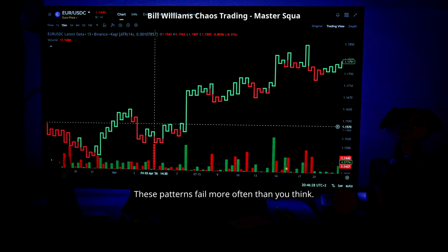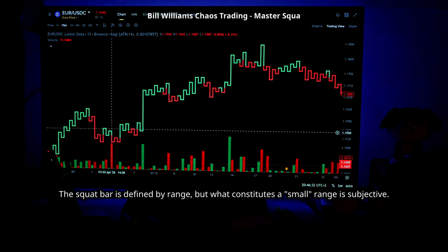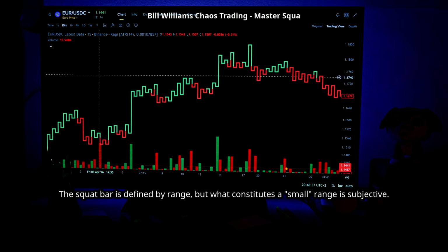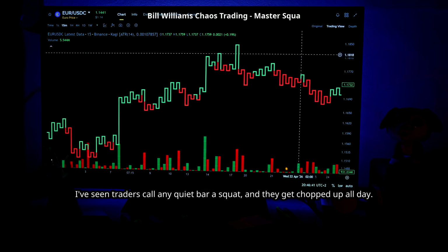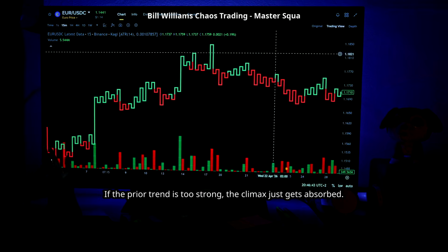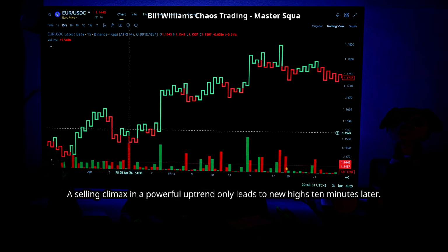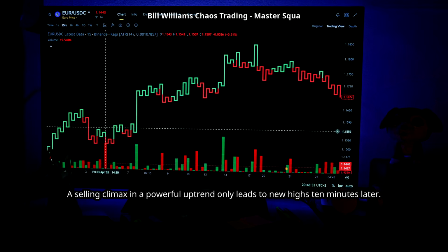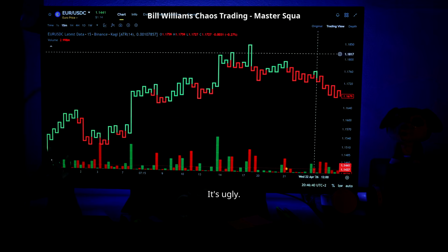Here's the dirty truth. These patterns fail more often than you think. The squat bar is defined by range, but what constitutes a small range is subjective. I've seen traders call any quiet bar a squat, and they get chopped up all day. If the prior trend is too strong, the climax just gets absorbed. A selling climax in a powerful uptrend only leads to new highs 10 minutes later. I've been on the wrong side of that.